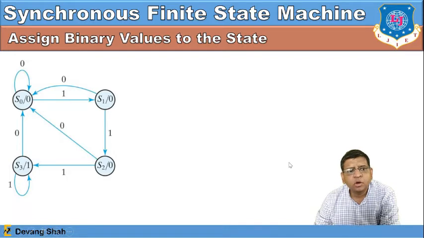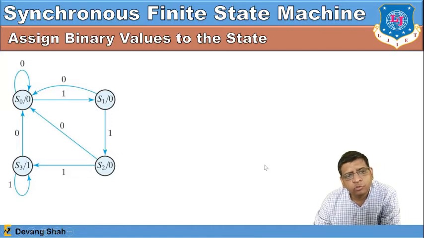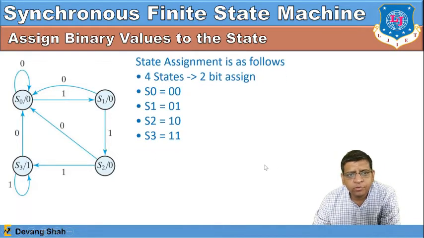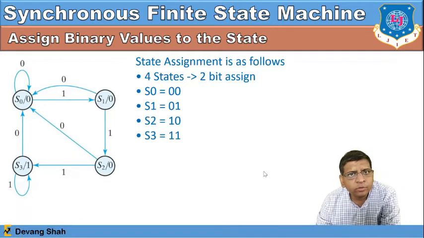So this is how S0 changes to S1, see this particular arrow. Here 1 is the input and this particular 0 is the output, right? Again from S1 you can go to S0 with input 0 and output 0, and so on. Once you follow this rule, you can assign the four states like S0 is 00, S1 is 01, S2 is 10 and S3 is 11.